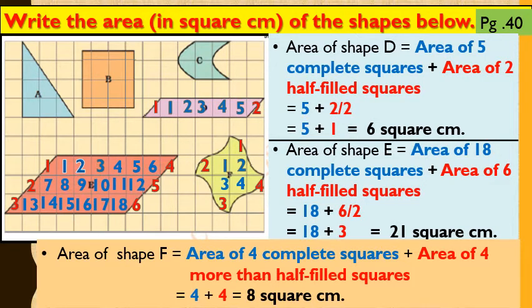Now the area of shape F. In shape F, 4 complete squares are there and 4 more than half-filled squares are there. In this figure, exactly half-filled squares are not there. So 4 plus 4 is 8 square centimeter. Area of shape F is 8 square centimeter.